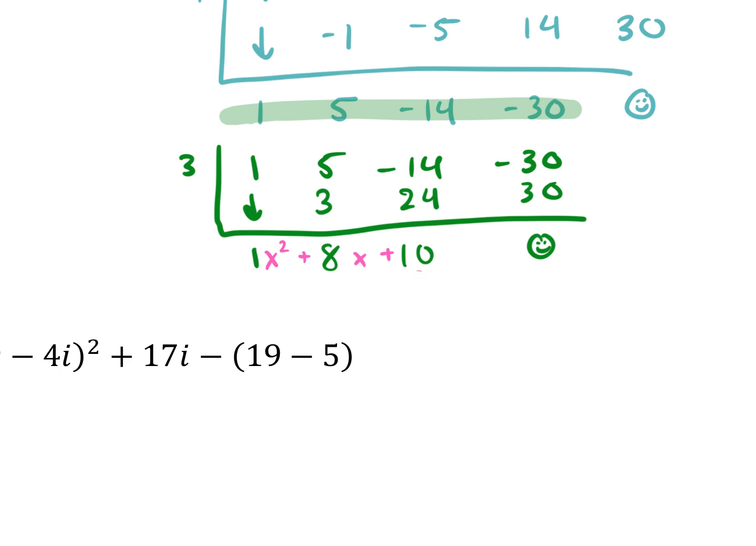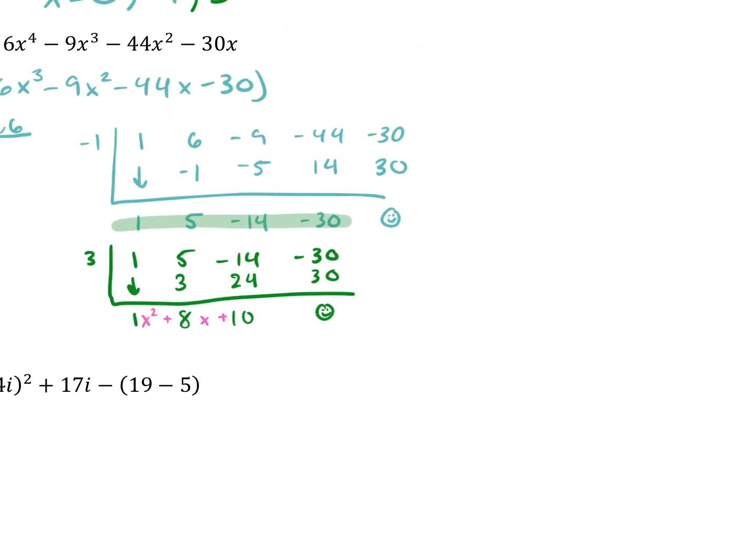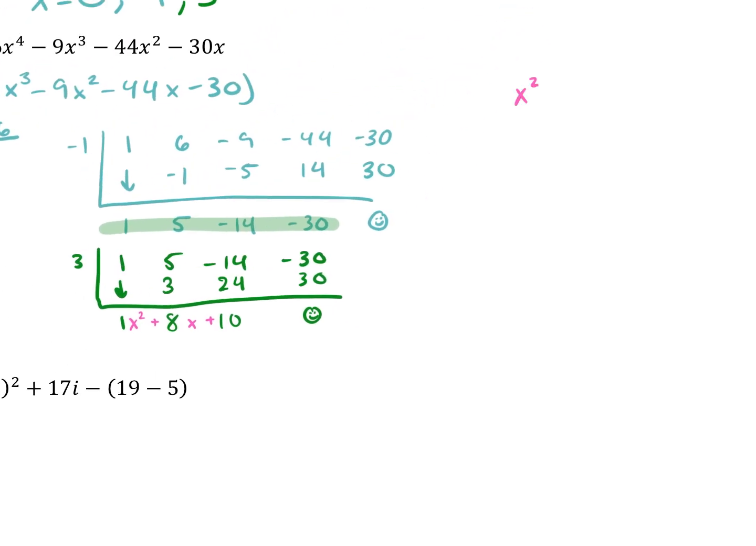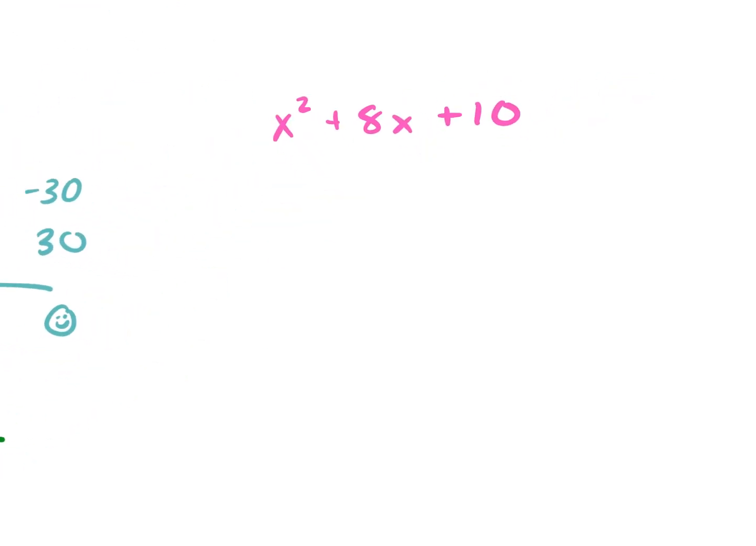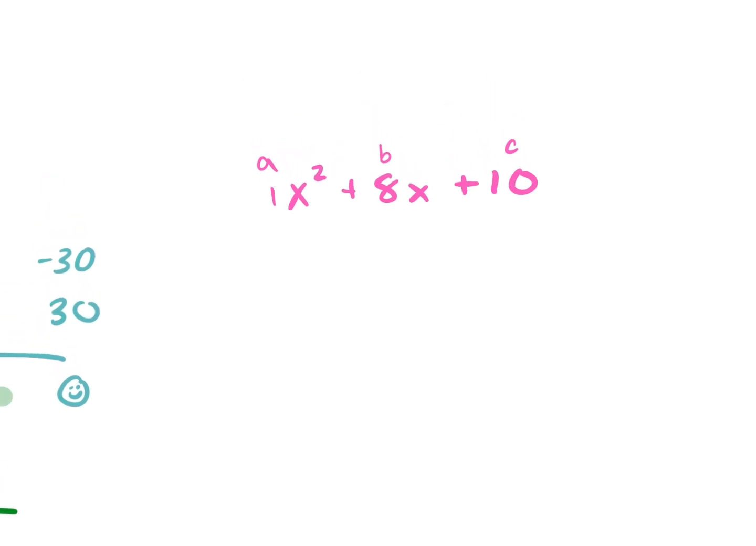No. So what do we do if it doesn't factor? Quadratic formula. I'll do it on the side over here so we have more room. We have x squared plus 8x plus 10. Our a would be 1, b is 8, and c is 10. So our quadratic formula is negative b plus or minus the square root of b squared minus 4ac over 2a.